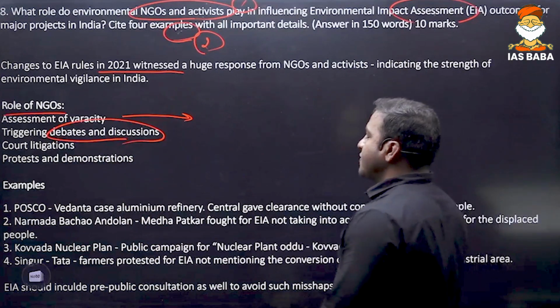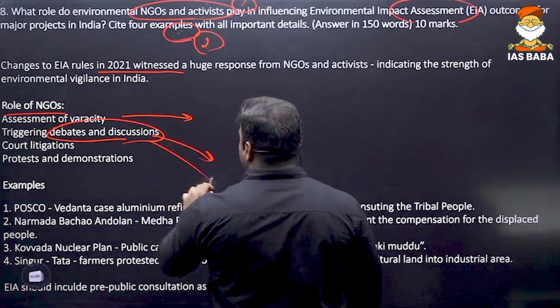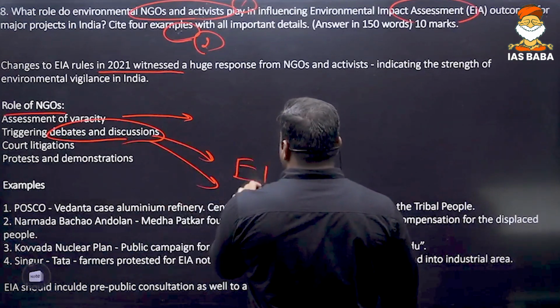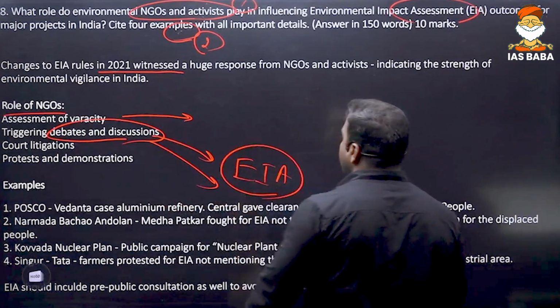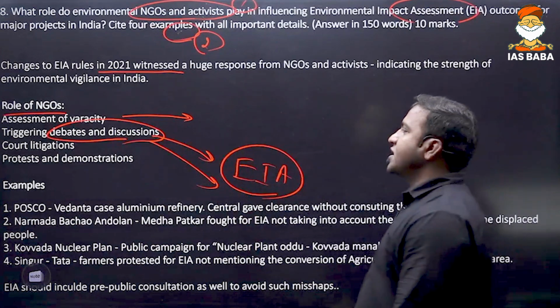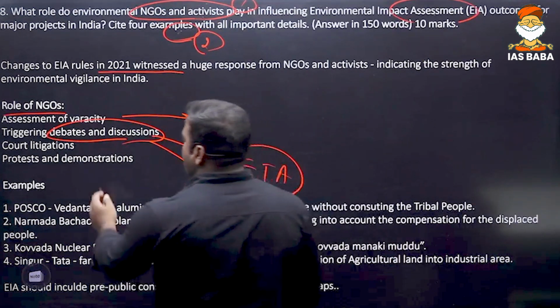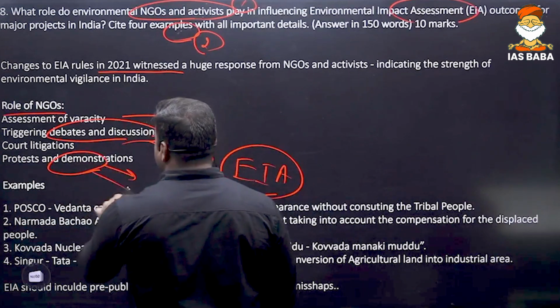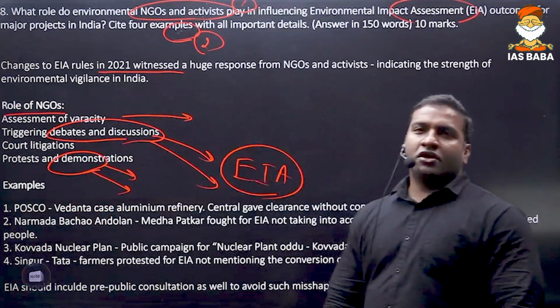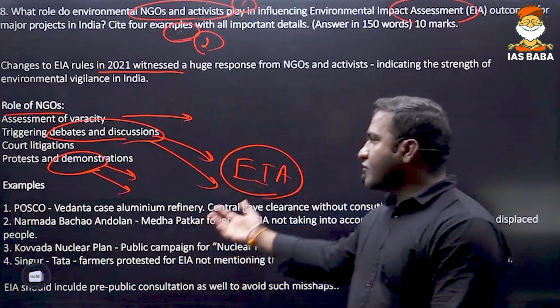Whenever EIA will be fraudulent, or whenever EIA is ritualistic, then activists will bring it to the public. Then court litigations. So you can fight it out in the court of law. And protests and demonstrations. This will be the last resort, wherein when NGOs or activists don't find a way, so they can go for this.